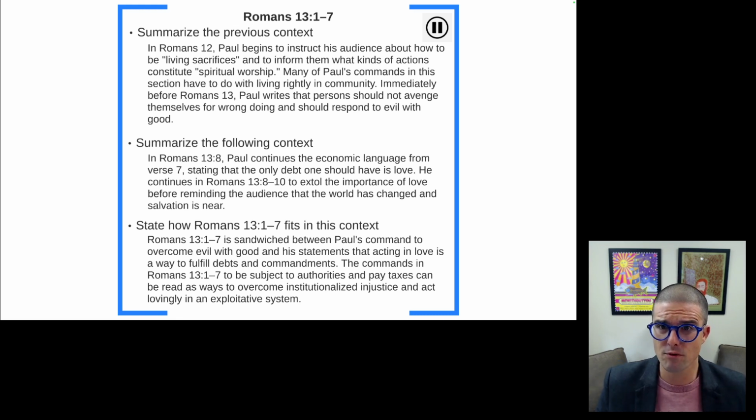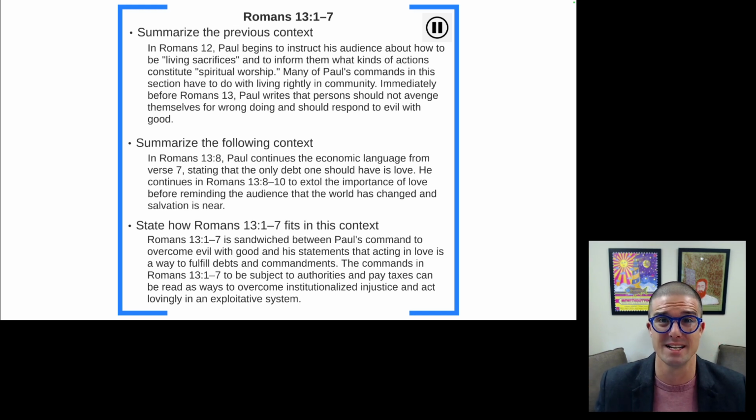So when we've set Romans 13, 1 through 7 into this context, we find that it's sandwiched between a command to overcome evil with good. So perhaps Paul is here thinking about the evils of oppressive political structures, and his statements following that, acting in love is a way to fulfill debts and commandments. The commands in Romans 13, 1 through 7 to be subject to authorities and pay taxes can be read as ways to overcome institutionalized injustice and act lovingly in an exploitative situation.